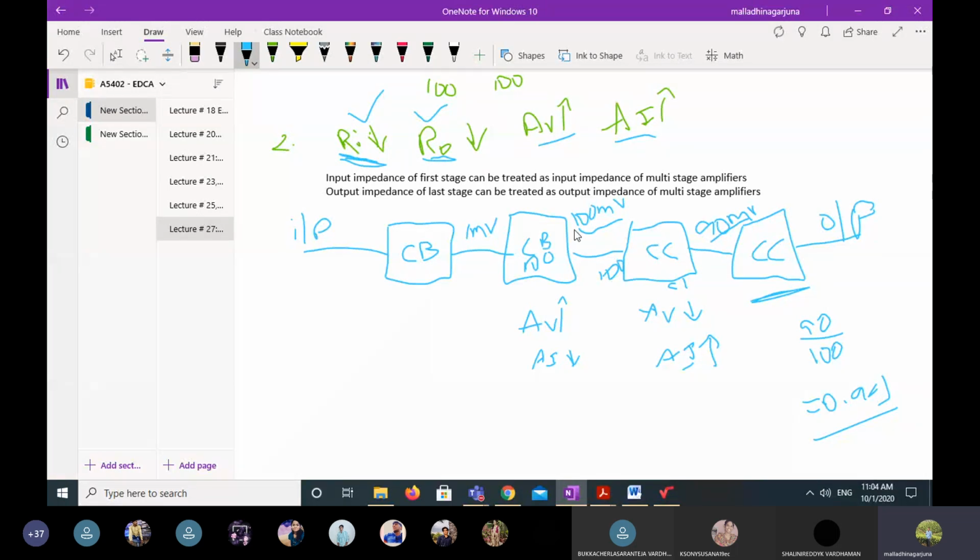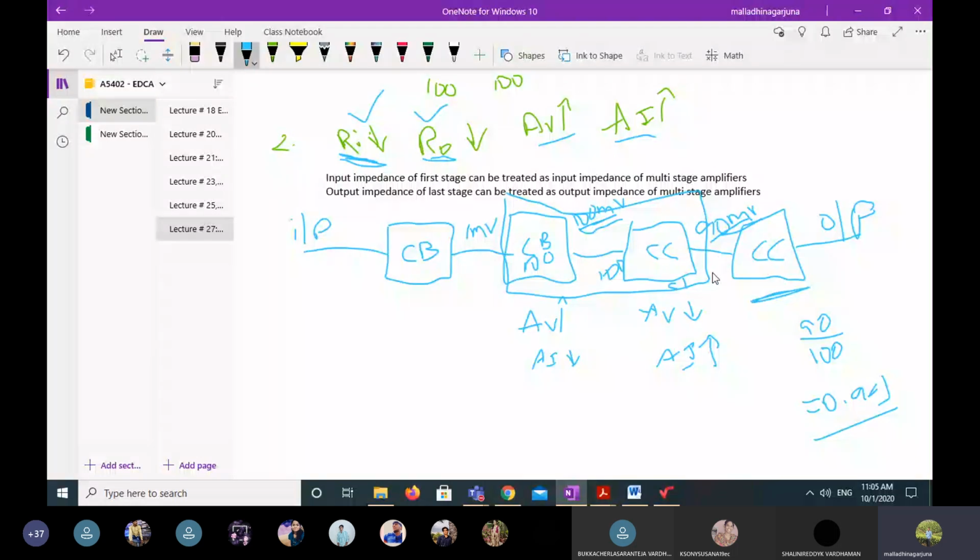Is it clear? My CB amplifier amplifies 100 times, but the CC amplifier makes it decrease. So the overall voltage gain of the CB-CC is nothing but 90 millivolts by 1 millivolt, just 90. But the CB amplifier alone has 100. By taking the multi-stage amplifier, it became 90. But the purpose of a multi-stage amplifier is to increase the gain, and here the gain is decreased.